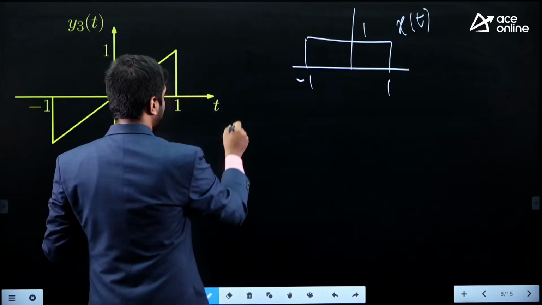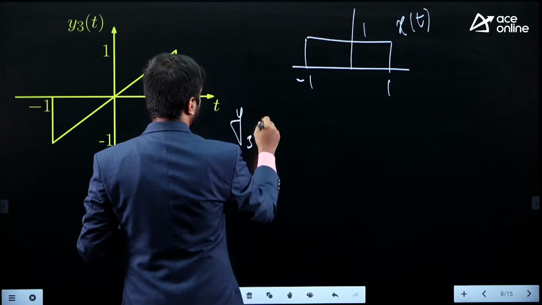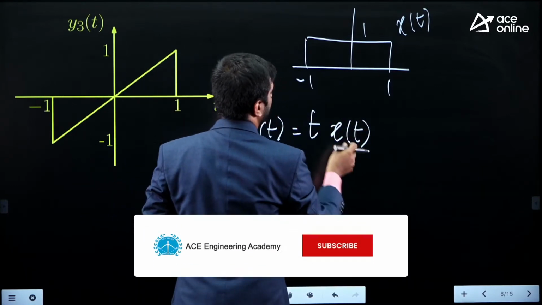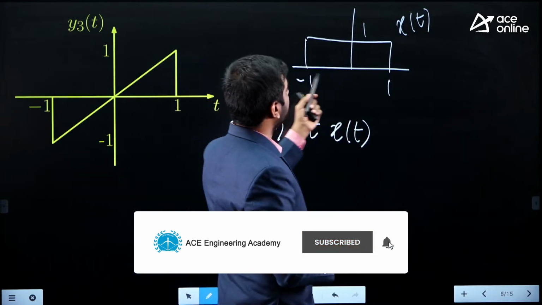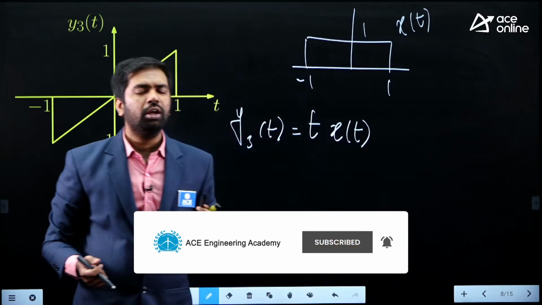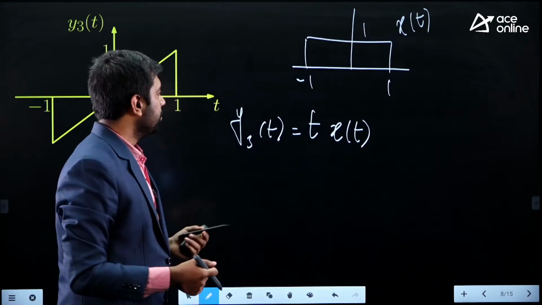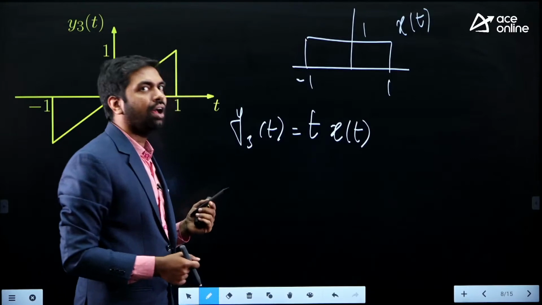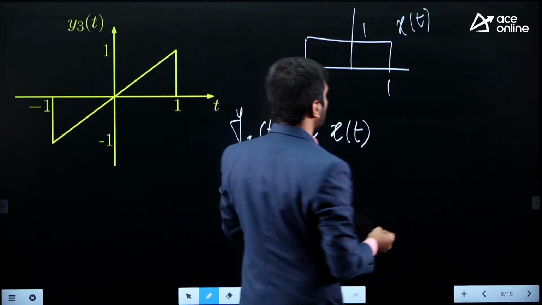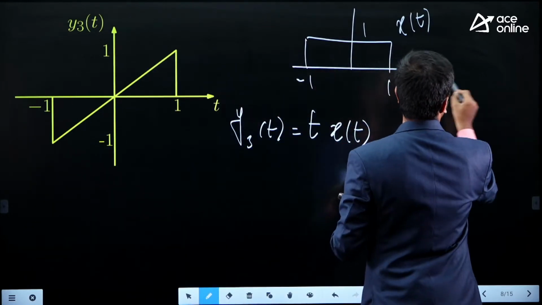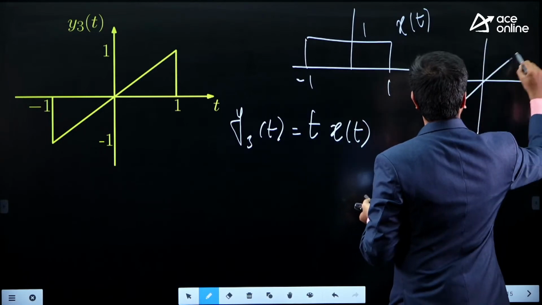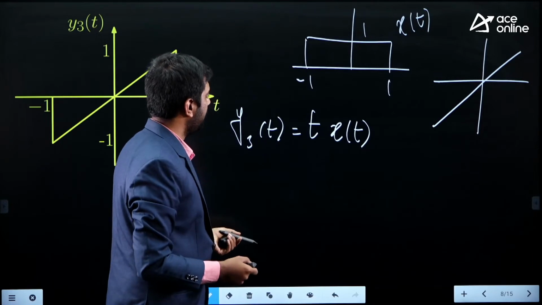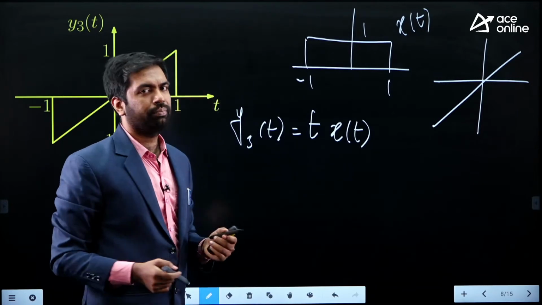So let's do that. y3 of t is simply t into x of t. You can see x of t is only from minus 1 to 1. When you multiply that with t, obviously you get this shape, because how does t look? t is a straight line passing through the origin. What next? How do you find the Fourier transform of this?